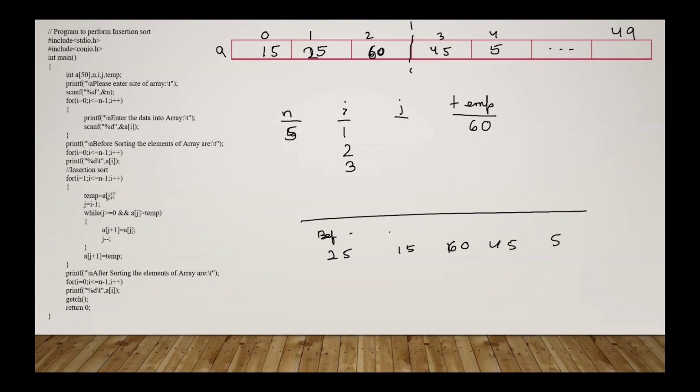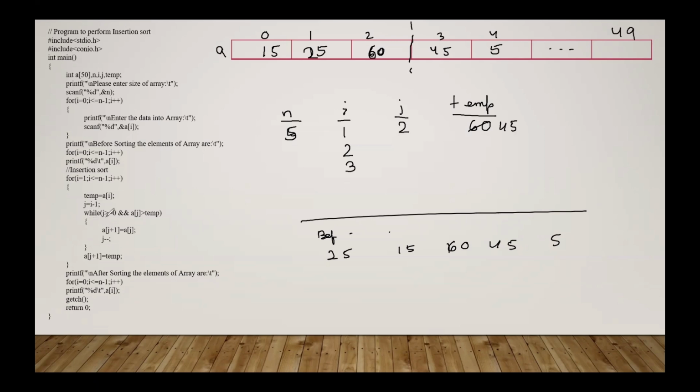Now temp stores which value? a[i]. What is i? 3. So what is a[i]? 45. Now temp stores the value 45. Then j is equal to i minus 1. What is i? 3. What is j? 3 minus 1, that is 2.